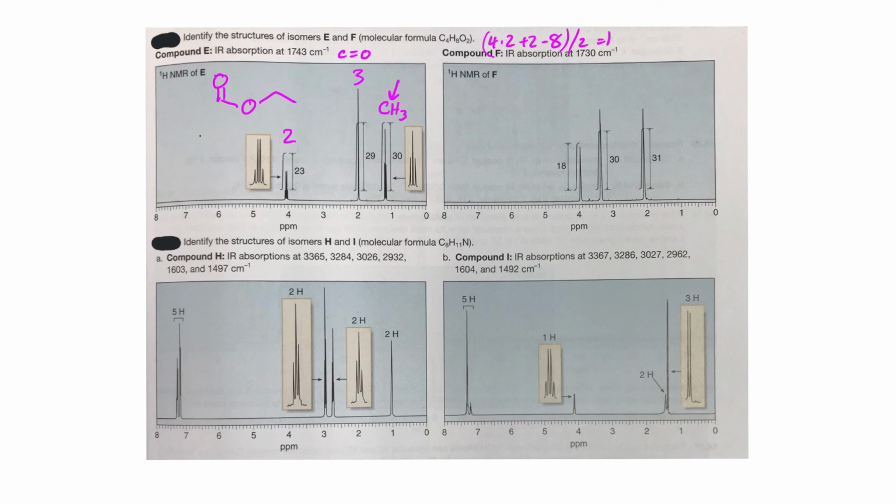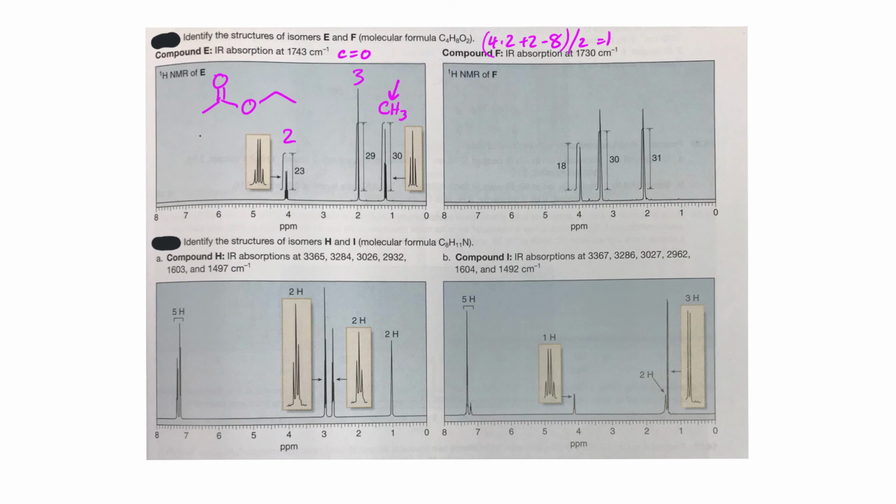And that leaves me with a single carbon left, I believe. 1, 2, 3, I have 4, and I have not accounted for this 3 hydrogen signal right here. So most likely that is a methyl group, and that would complete the formula, and it looks like I have a complete structure here. That is probably the best structure for E.